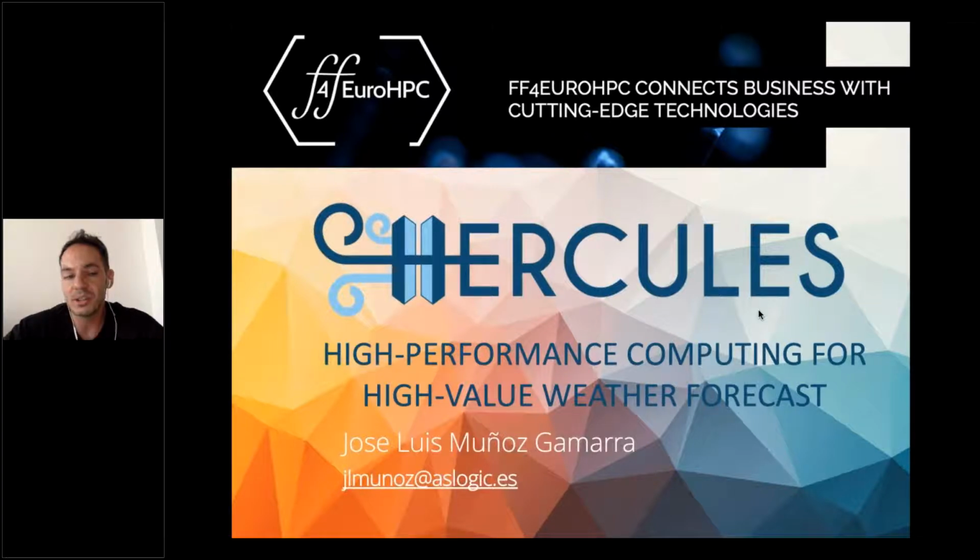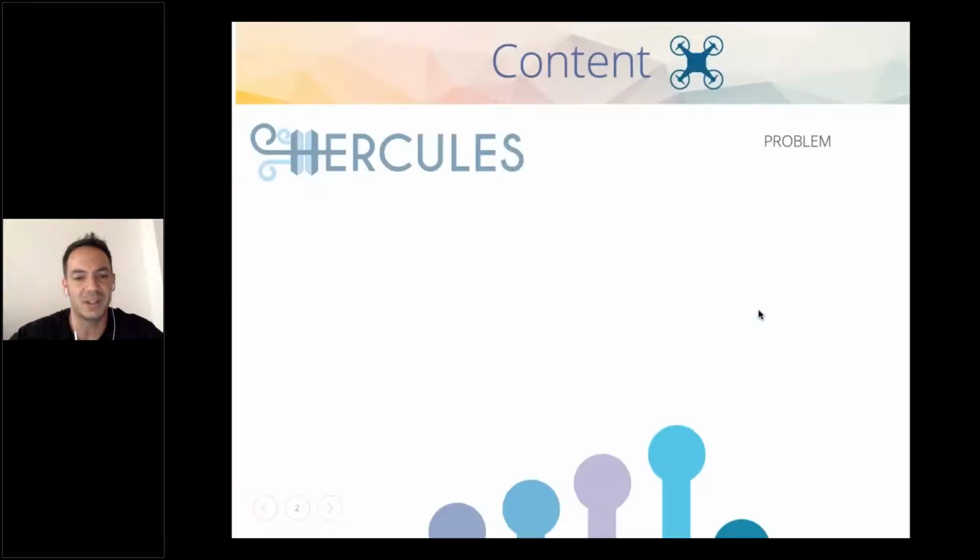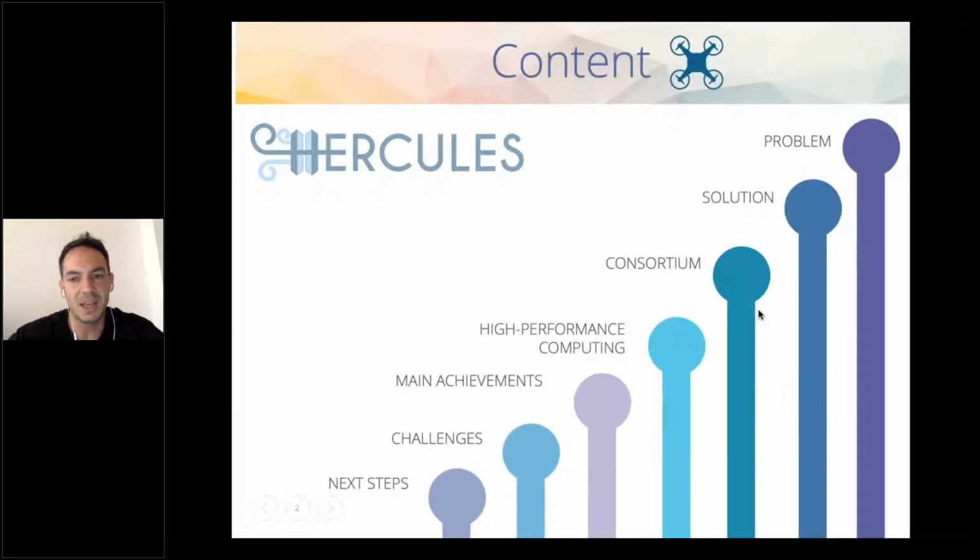HERCULES is the acronym of High Performance Computing for High Value Weather Forecast. I am officially the coordinator of the project, and I'm going to present you this solution. I have divided my content in these points in order to make everything clear. So I will start with the problem and the solution that we are proposing.